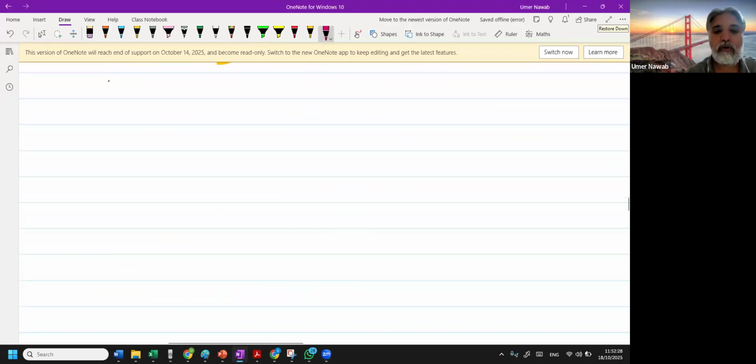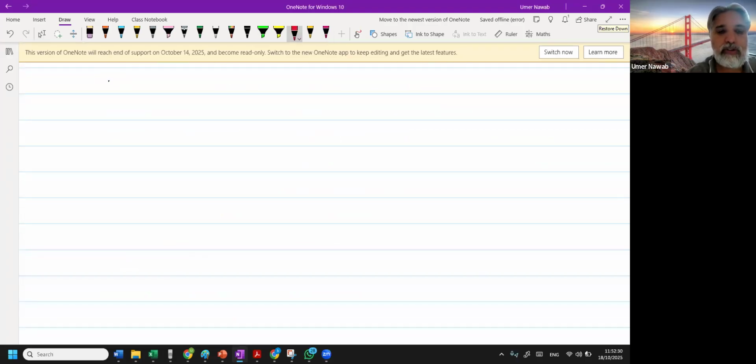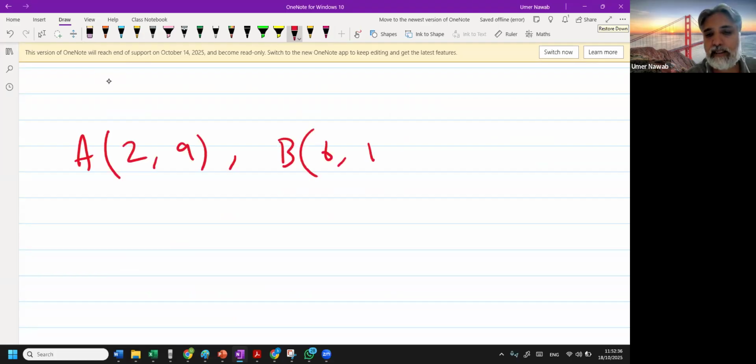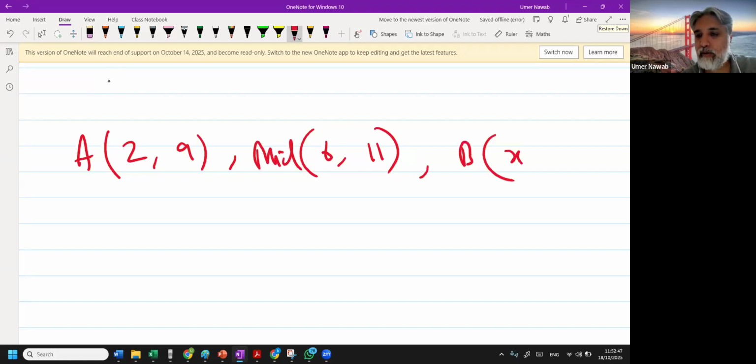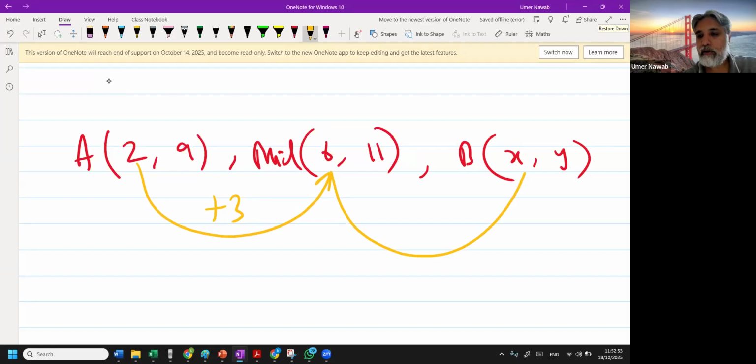I can give you one more question from my side. Suppose I give you a point (2, 9), and I give you the midpoint (6, 11), and I say, can you find the x coordinate and the y coordinate of B? It's very simple. You move from 2 to the 6. So it means that you go 3 units to the right. So you have to go 3 units to the right. So your 6 becomes 9.